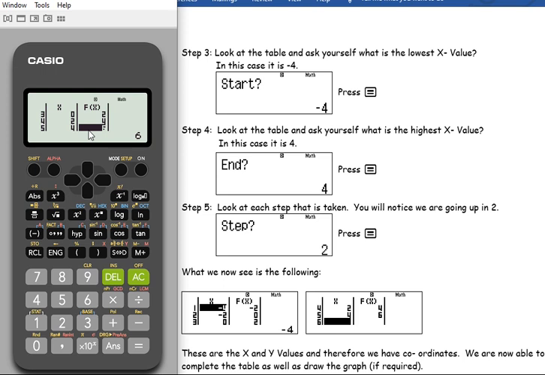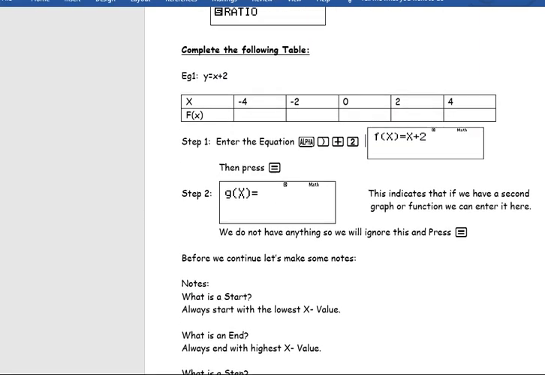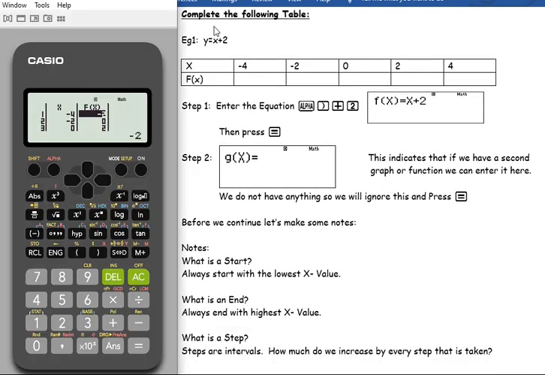But the question didn't ask us for coordinates. It didn't ask us to draw a graph. The question said to us, complete the table. So we are able to go back and use the information that was given to us, and we are able to go and complete our table of values.